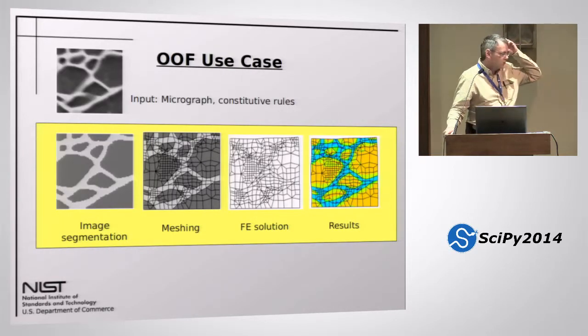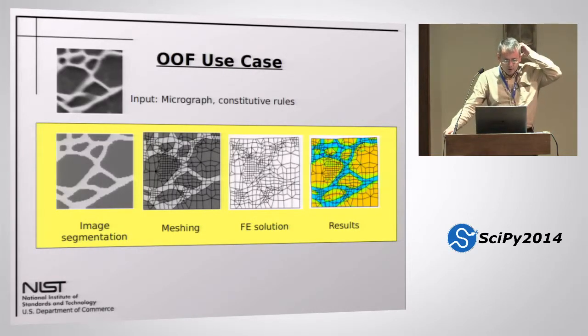So the OOF use case or workflow: the user is an expert in material science, but is not a numericist, and he or she may or may not want to code. The steps the user has to go through to make use of the OOF code are, first, they have to bring a microstructure to the table, and some constitutive rules. They need to segment the microstructure and identify which regions of the system correspond to which constituent phases.